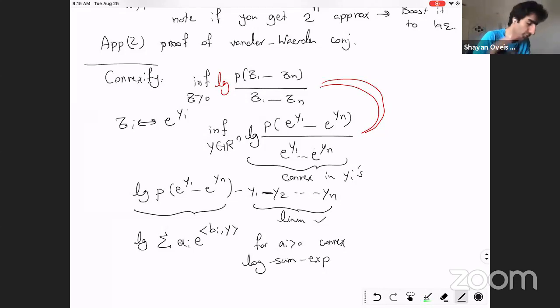It's very useful in many of the regularizers people use for machine learning applications, etc. Here we basically have the same thing. By doing this change of variables, zi to e to the yi, you get exactly a log-sum-exp. The ai's are positive because the polynomial P has non-negative coefficients. So you get log-sum-exp. It's convex, and you can optimize the quantity. Any questions?